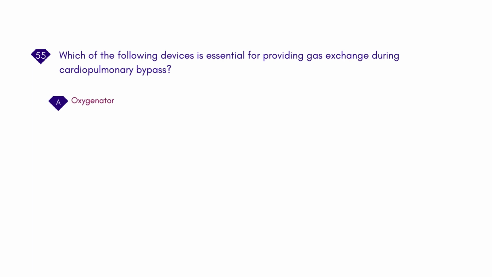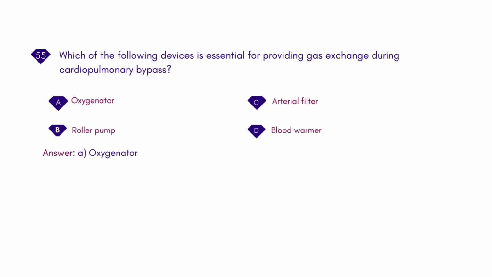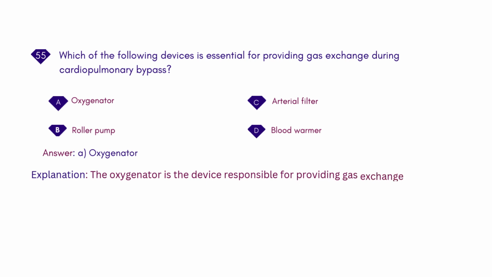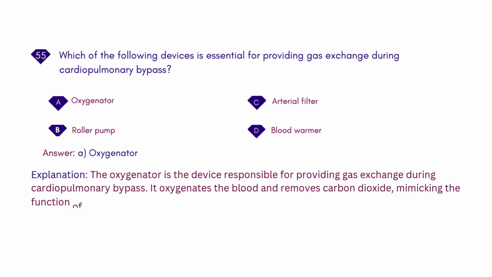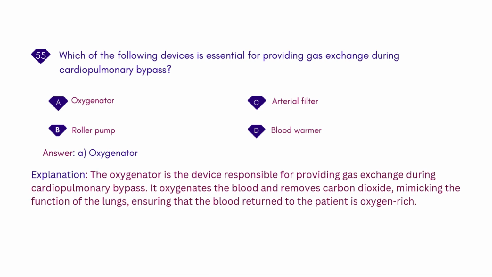Which of the following devices is essential for providing gas exchange during cardiopulmonary bypass? A. Oxygenator. B. Roller pump. C. Arterial filter. D. Blood warmer. Answer: A. Oxygenator.